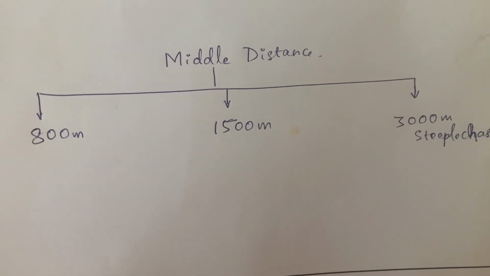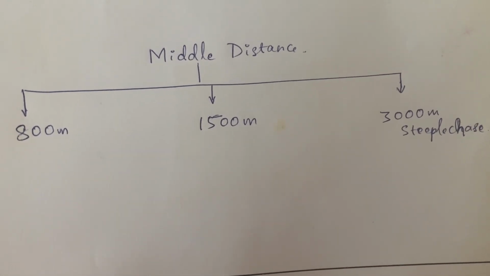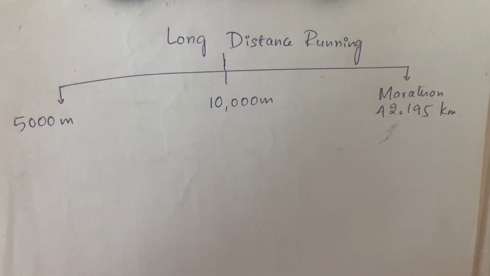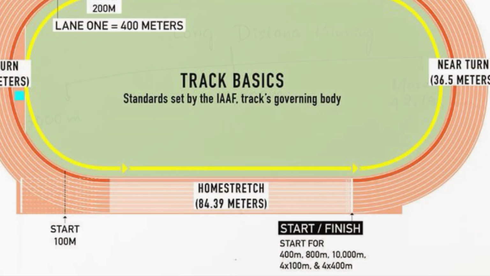Under middle distance, we have 800 meter, 1500 meter, and 3000 meter steeplechase. Under long distance, we have 5000 meter, 10,000 meter, and marathon road race event. Except marathon, all the races mentioned above take place on a track.